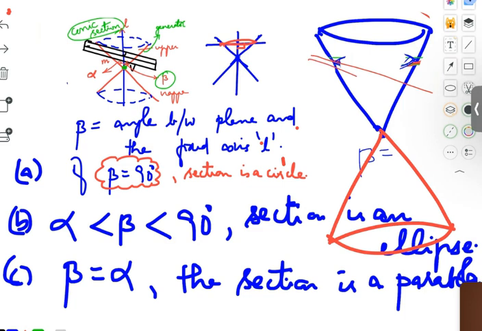Now, if I cut something like this, the cone will have a shape something like this. It's not a circle. What shape will that be?